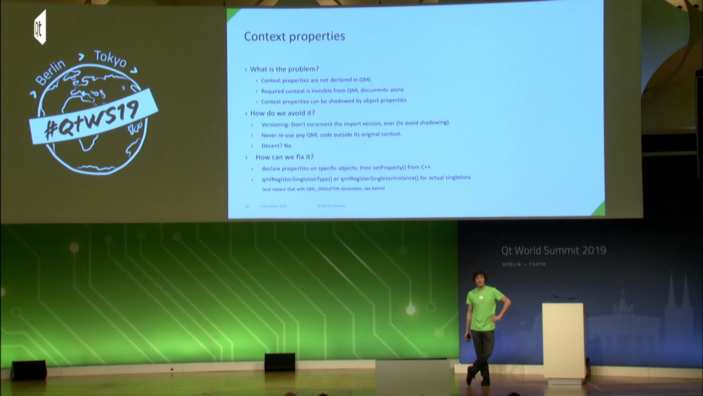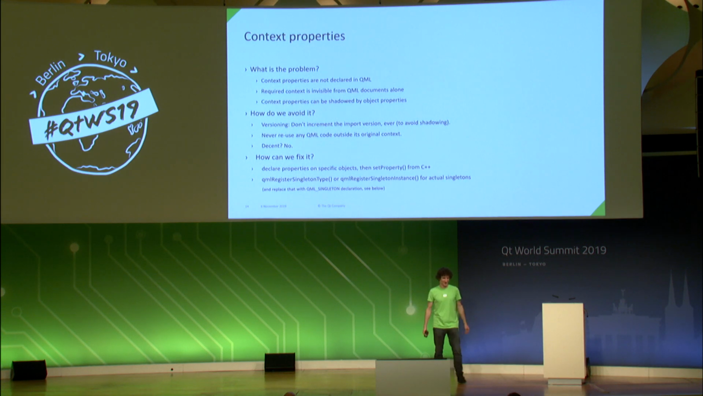So how do we avoid it? Well, we invented that thing called versioning. I think we've seen that before. And on top of that, you can never reuse any components outside their original scope because they might require some context properties, right? Is that decent? Well, beauty is in the eye of the beholder.